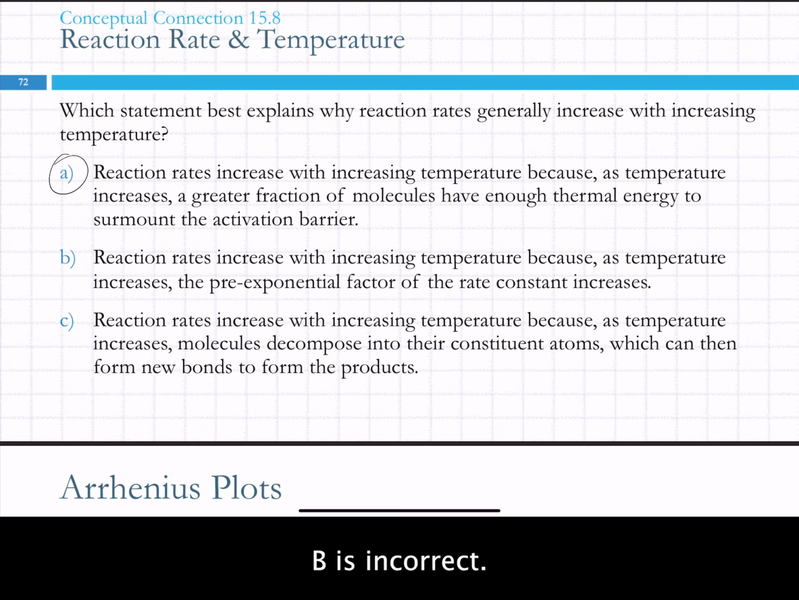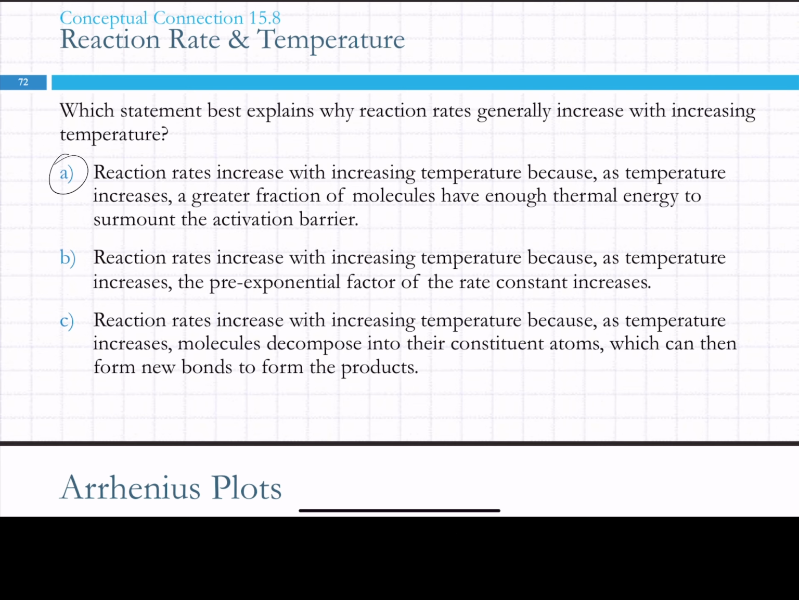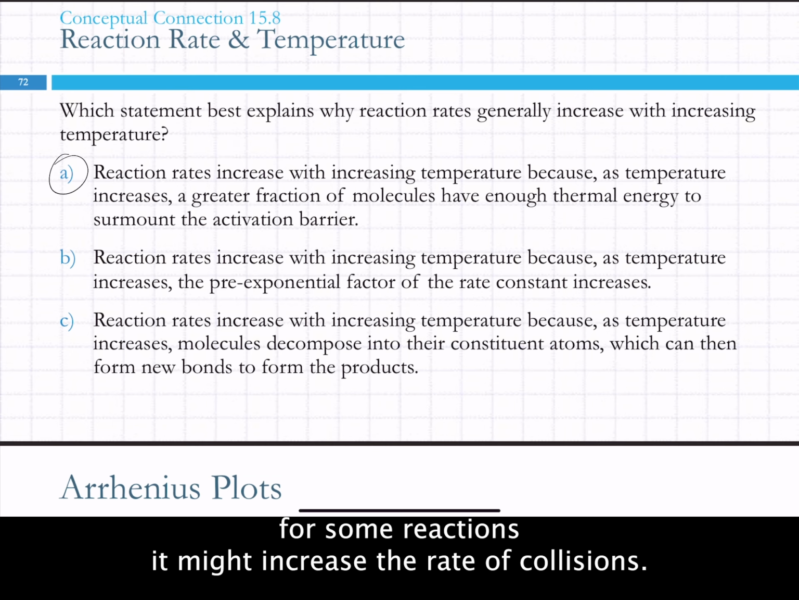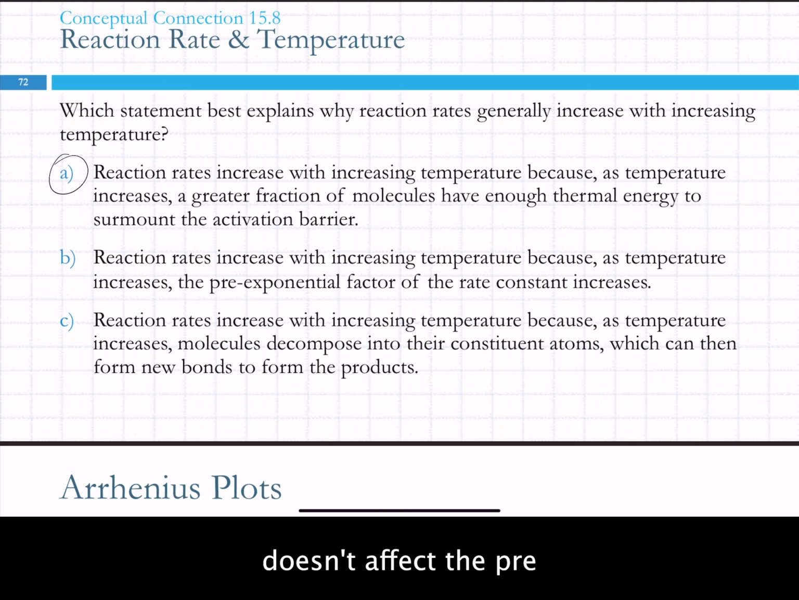B is incorrect, partially because that's not always the case. So for some reactions, it might increase the rate of collisions, so it'll have some effect, but the larger effect is having enough energy to actually get over the barrier. Doesn't affect the pre-exponential factor that much.